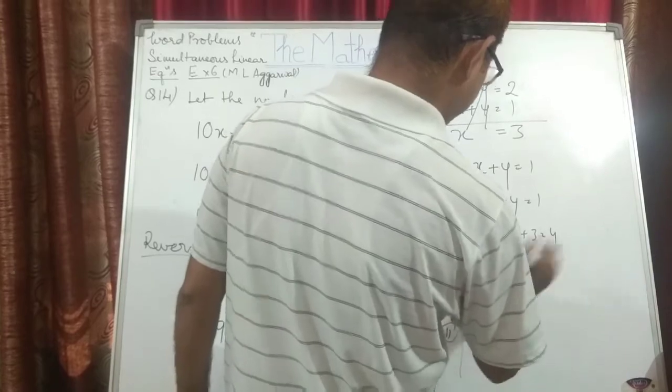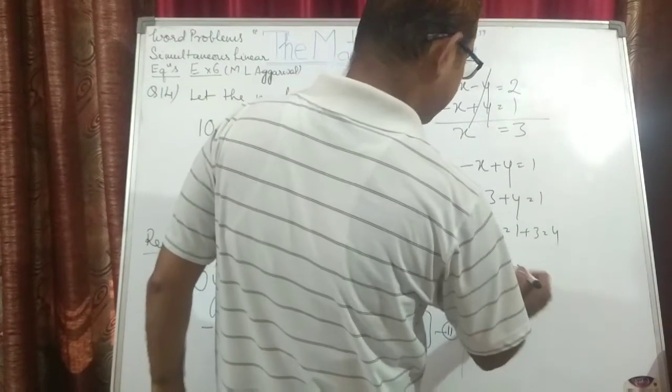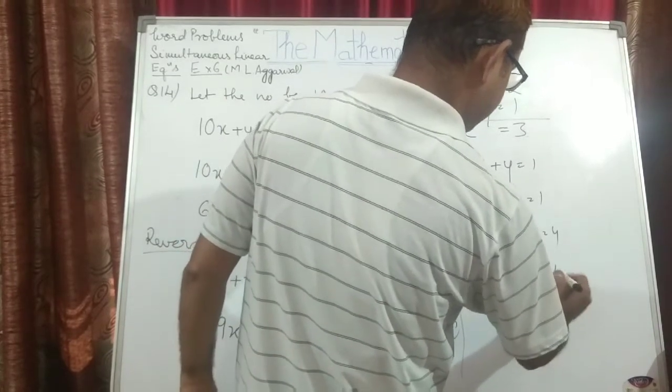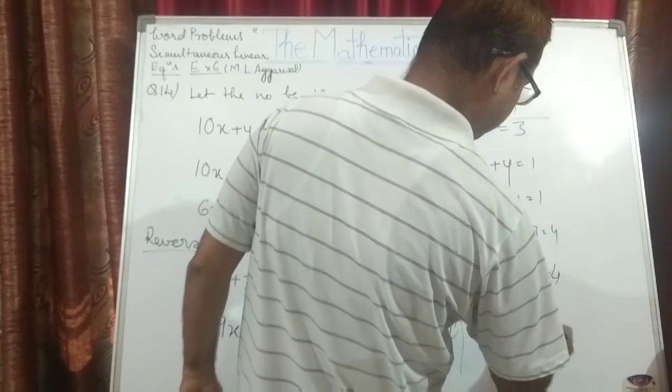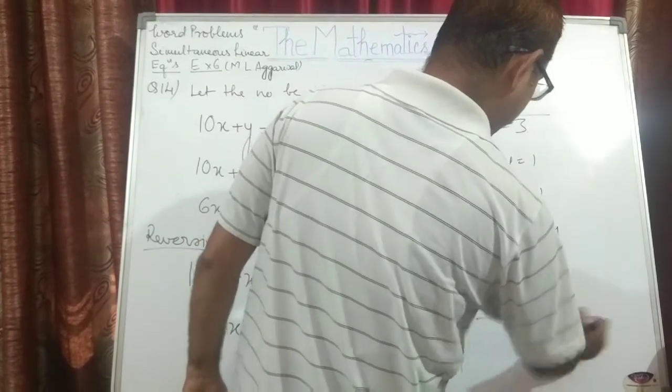So the original number was 10x plus y. So 10 into x, which is 3, plus y, which is 4, that is 34. 34 is the number. That is the final value.